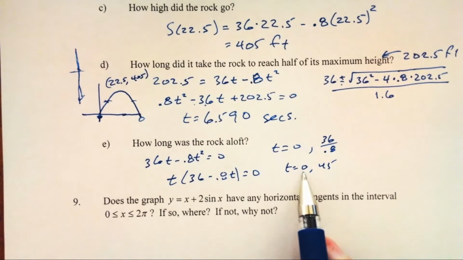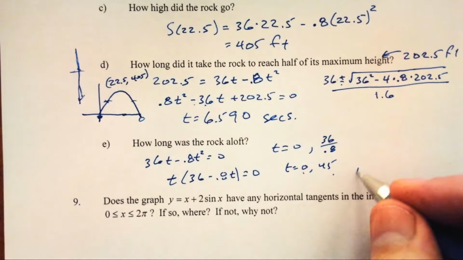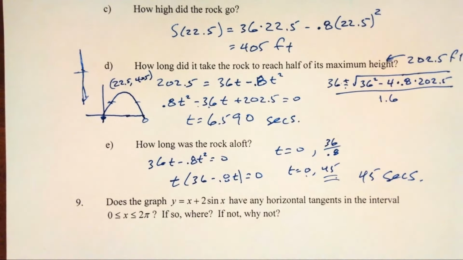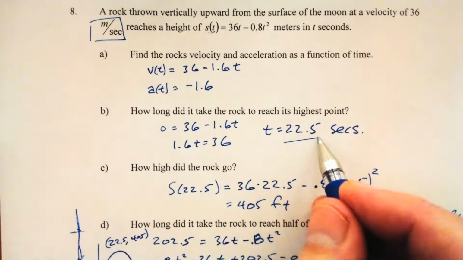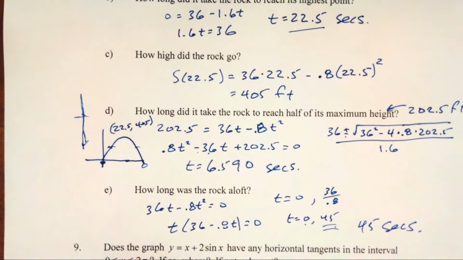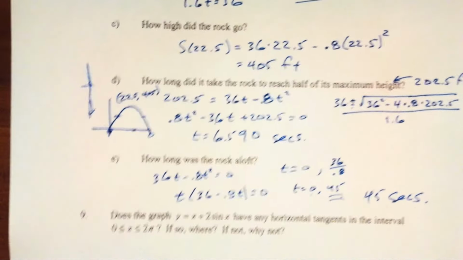So at 0 it took off, at 45 it landed. That is 45 seconds. And 45 should be pretty comforting because as long as it took to go up, we would expect it to take that long coming down. So double 22.5, we got 45.